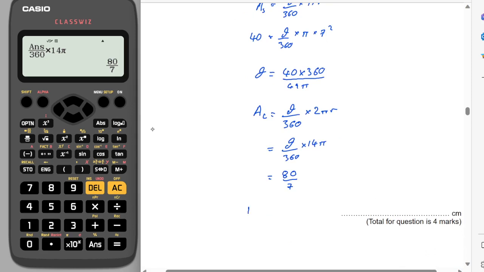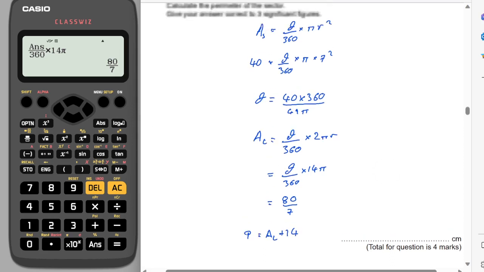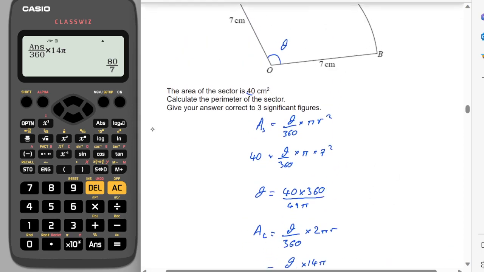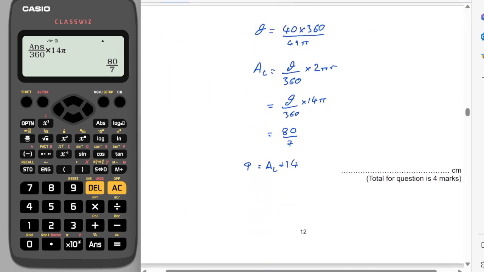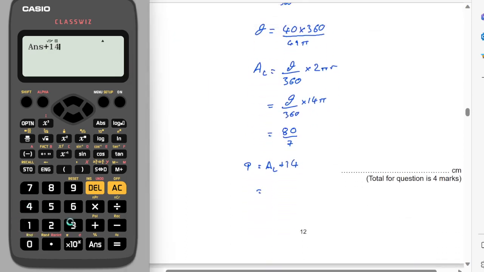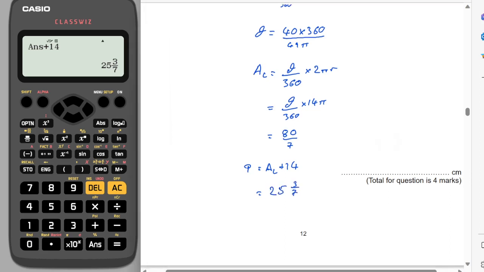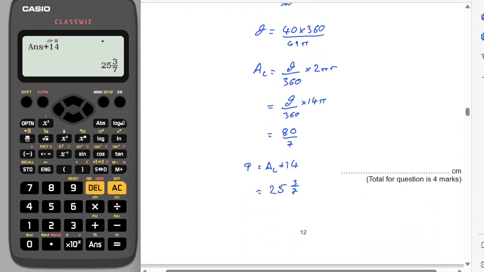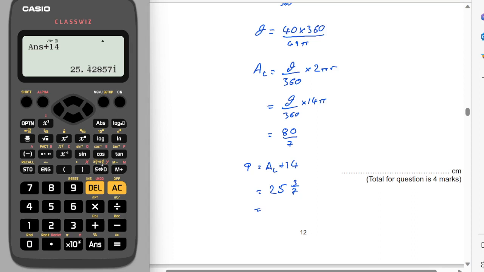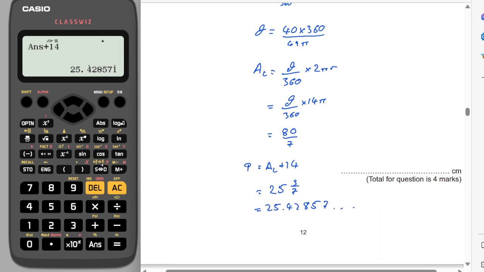So the perimeter is going to be equal to the arc length plus 14, because we've got to add on the arms of the angle. So if I add 14 to that gives me that value. If I convert that into a mixed fraction, that's going to be 25 and 3/7. What form did it ask us for? To 3 significant figures. So let's go decimal: 25.42857... So to 3 significant figures, that's going to be 25.4.